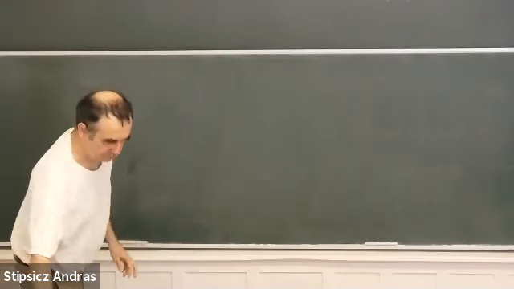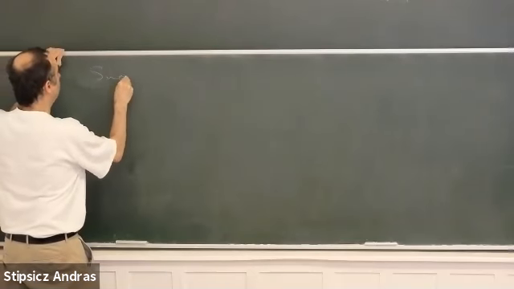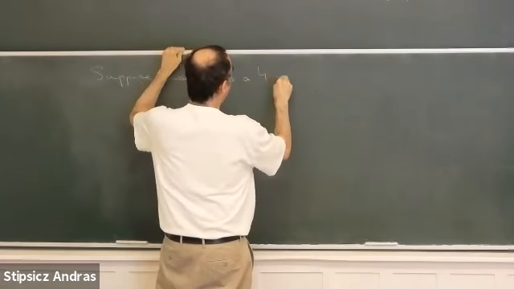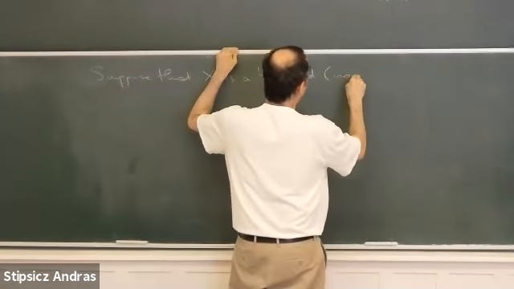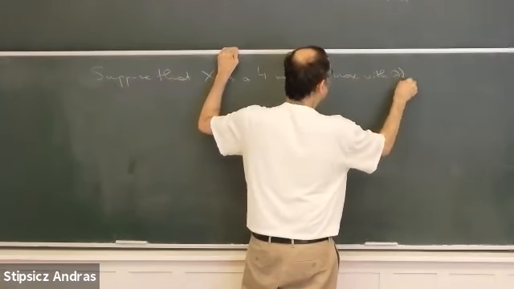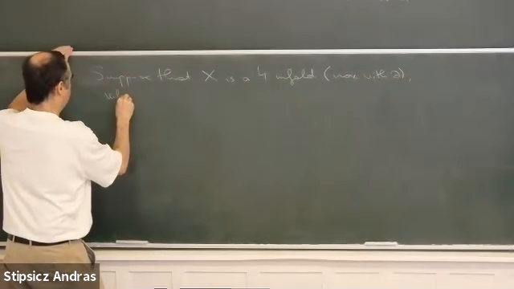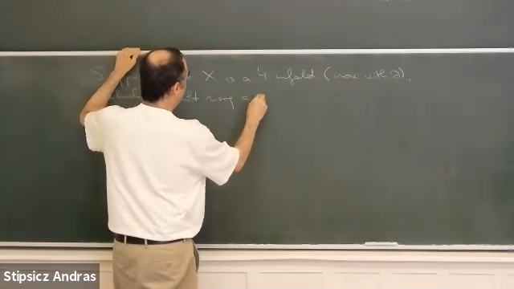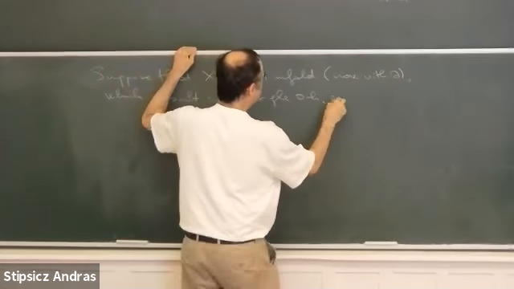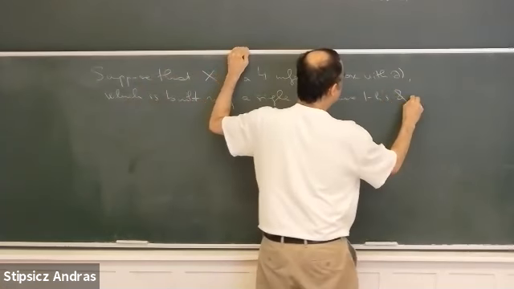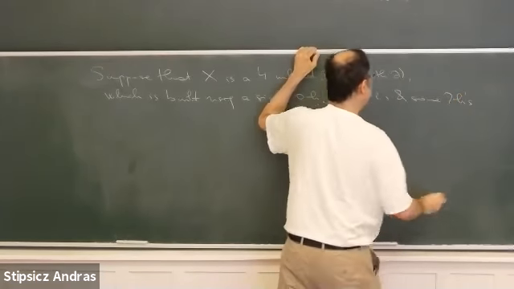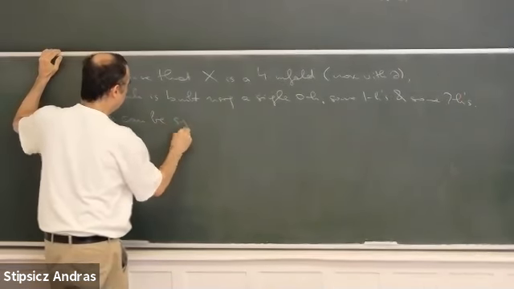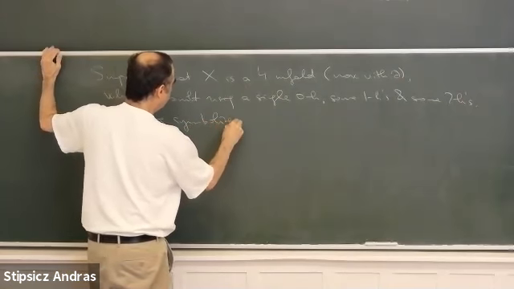Suppose that X is a 4 manifold, now with boundary, which is built using a single 0 handle, some 1 handles, and some 2 handles. X can be symbolized as follows.